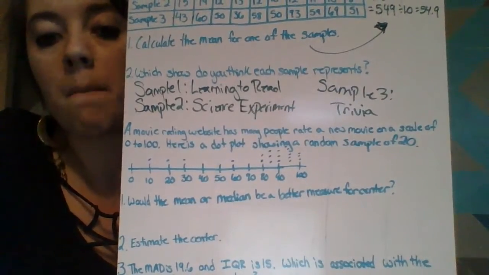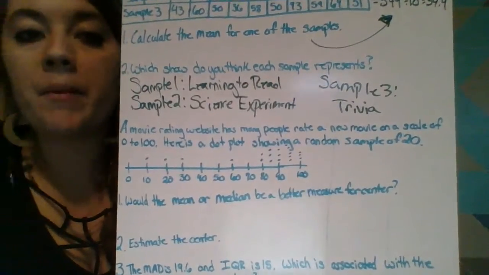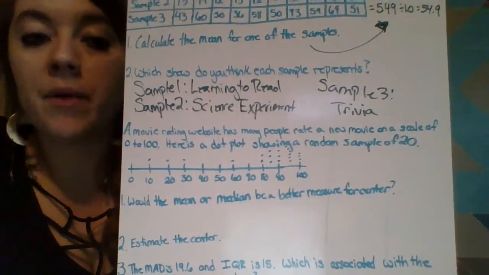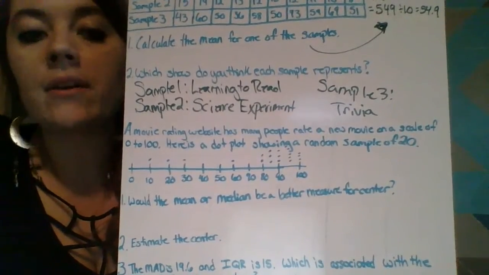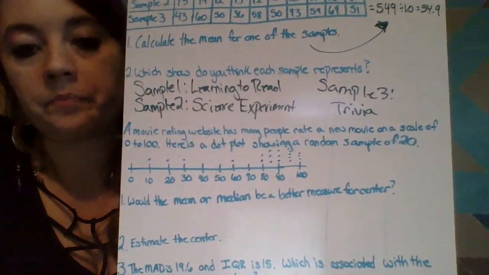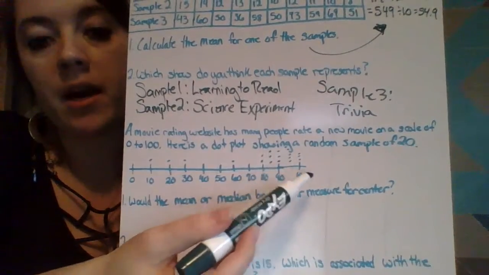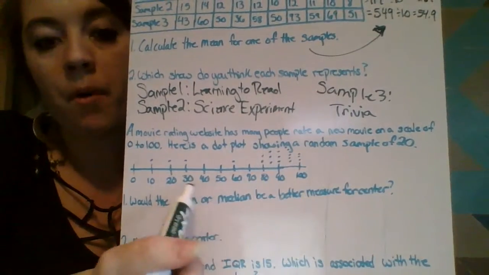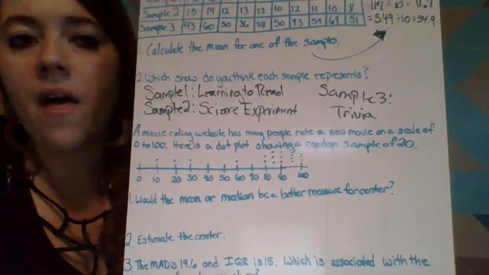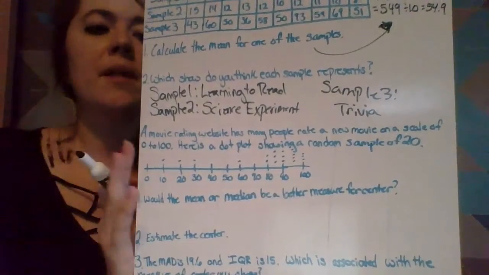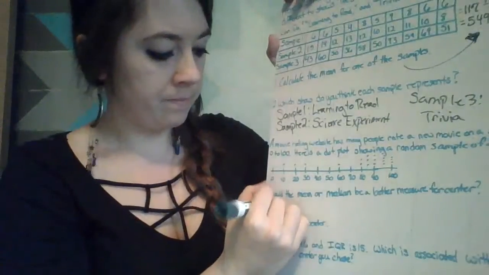Looking at this, would the mean or the median be a better measure of center? Remember, those are our two different ways to measure center. We can look at the median, finding the exact middle, or we can look at the mean, finding the average. Most of our values are up here in the 80 to 100 range, but we have a few outliers, data points that are significantly different than the rest of them. They're way far off. Typically, when we have outliers, we want to use the median.